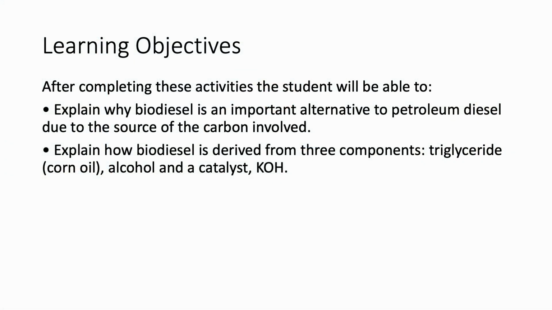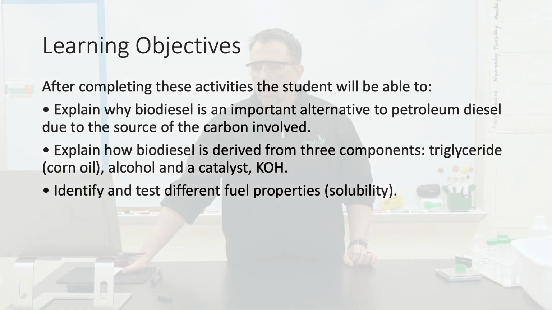So the learning objectives: students should be able to explain why biodiesel and other biofuels are important alternatives due to the source of the carbon involved. Explain how biodiesel is derived from three components. There's a triglyceride, in this case from the corn oil, an alcohol, could be either methanol or ethanol, and a catalyst, in this case we use potassium hydroxide. And identify and test different fuel properties like solubility, some viscosity, temperature changes, things like that, so comparing viscosity.